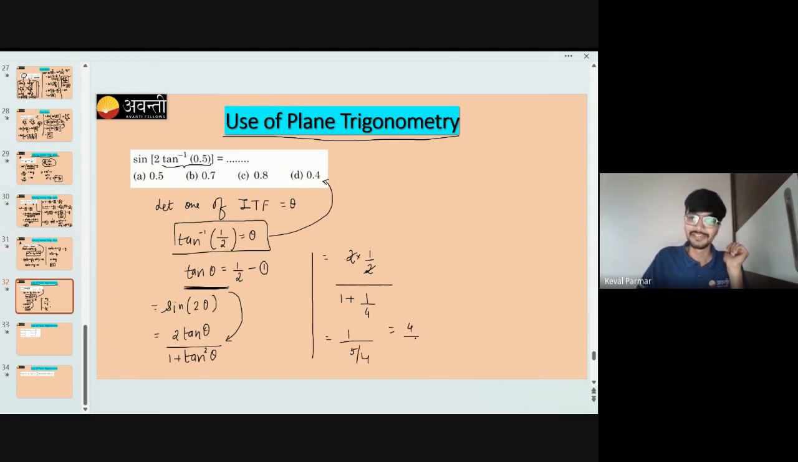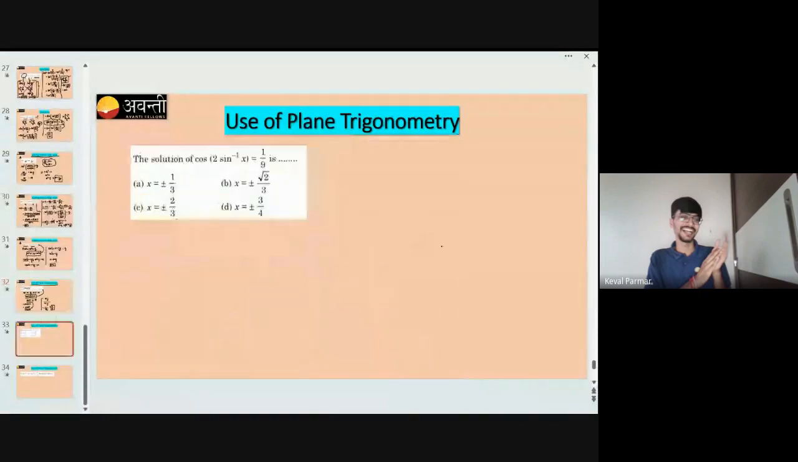See, it becomes very easy as we become more familiar with plain trigonometry. So if you can, you should use plain trigonometry, or else you can also use the properties. So let us look at one more question, last question for today. I hope you are all getting something from this lecture. Yeah. The solution of this. Now this is an equation.